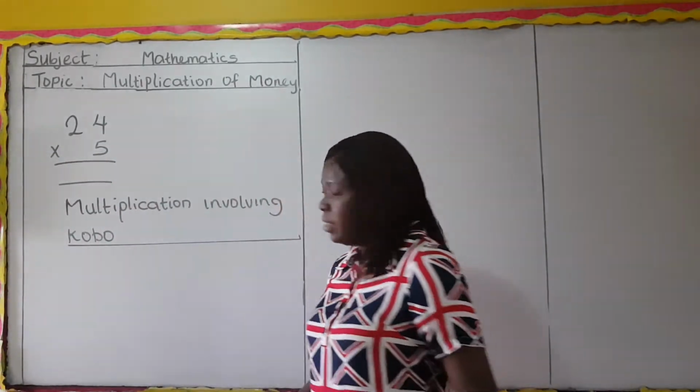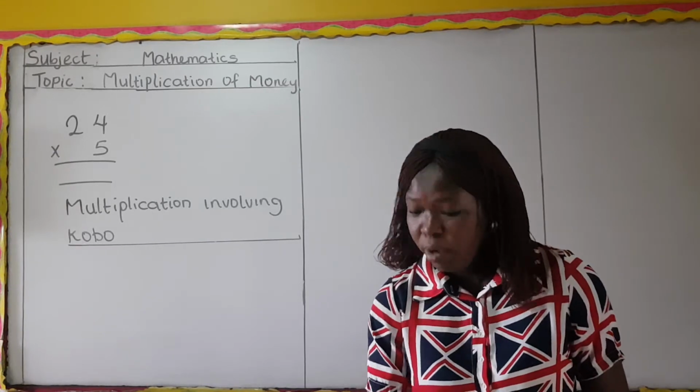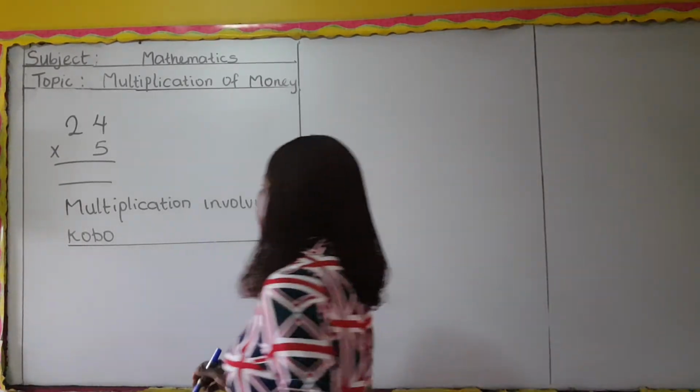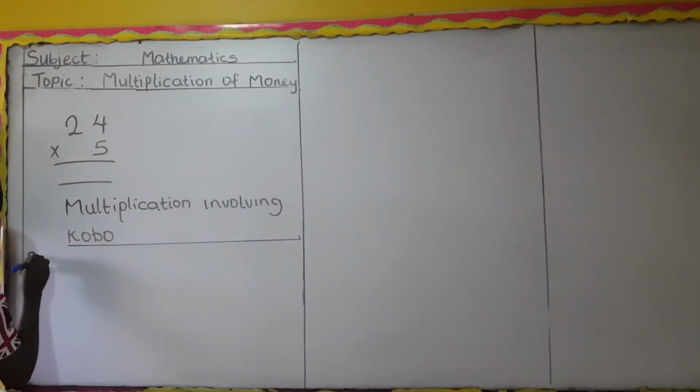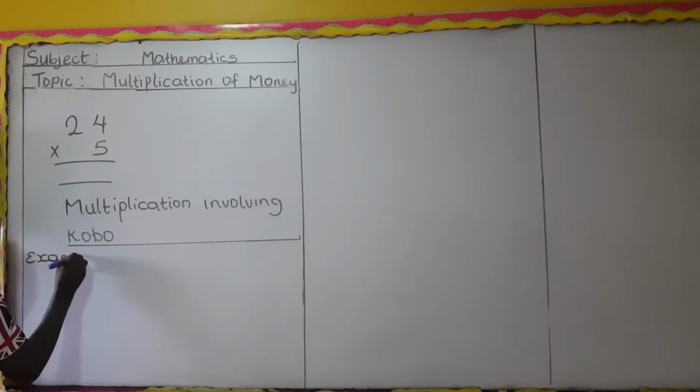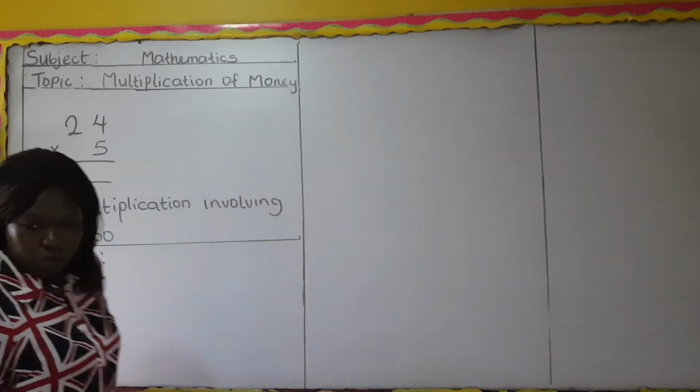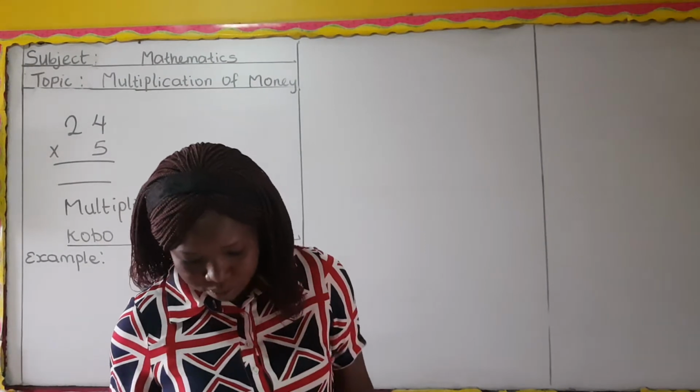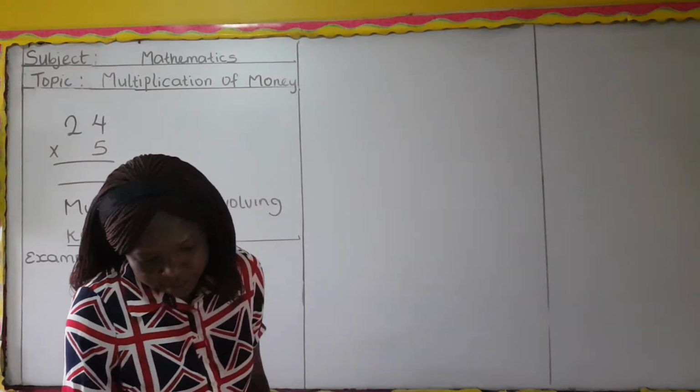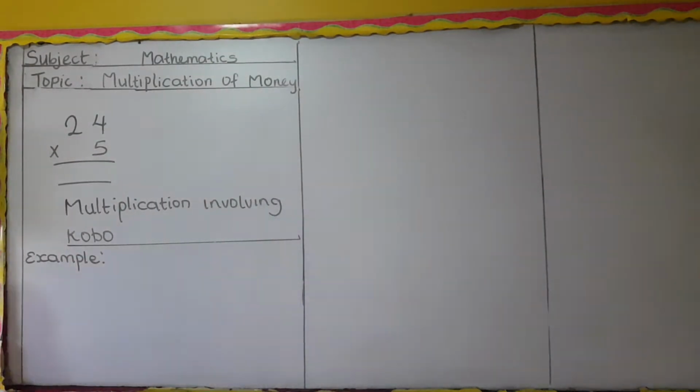Now, we can solve this. Okay, let me give an example first. Example. We'll be treating one example. What is the value of 5 10 kobo coins?